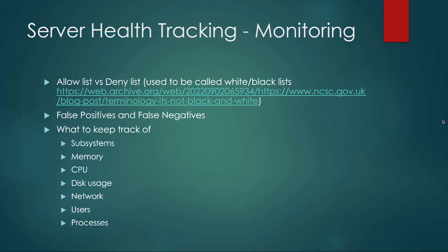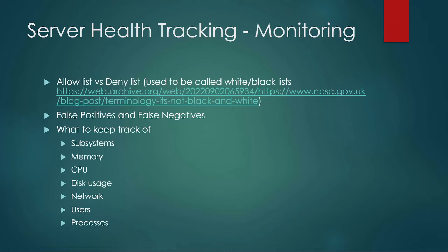So one of the first things that we can talk about is server health tracking. When we talk about server health, we're trying to figure out the condition of our server. When we talk about server health tracking and monitoring, what we're trying to have is both a baseline, what should our server be doing, and also a way of being able to flag things if the server is doing something we shouldn't or don't want it to do.